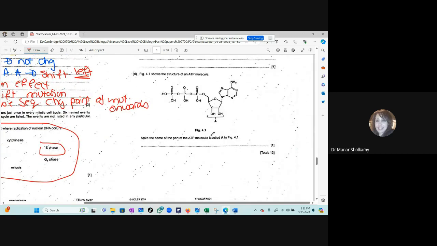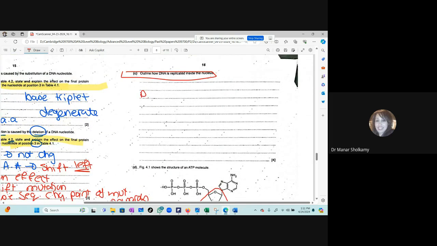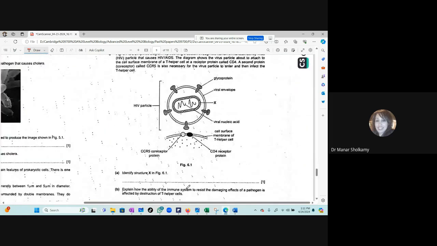State the name of the part of the ATP molecule labeled A. What is A? Ribose. It is the ribose, not the deoxyribose. Look at carbon number 2. Here you have a hydroxyl group. A hydroxyl group on carbon number 2 will make it a ribose. This is a direct question. I'll write here: direct question. Just write the steps of the semi-conservative replication. All the steps. Don't leave anything out. Okay.